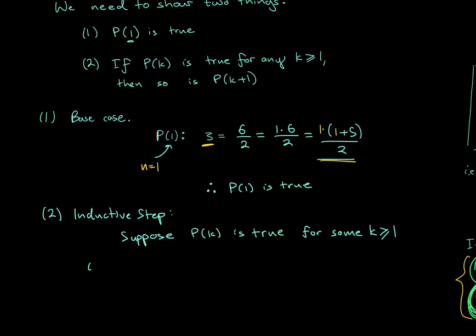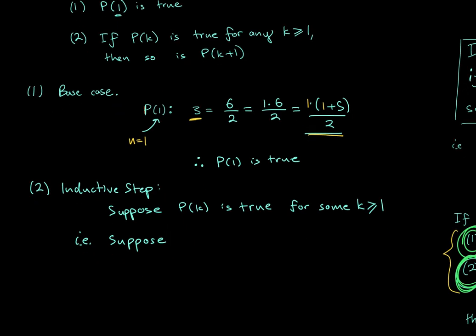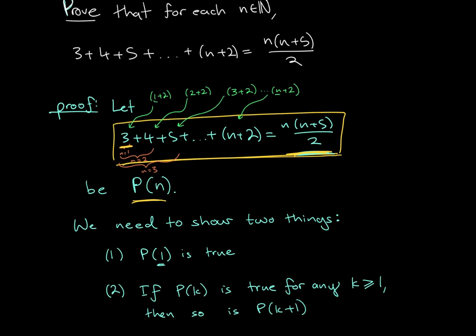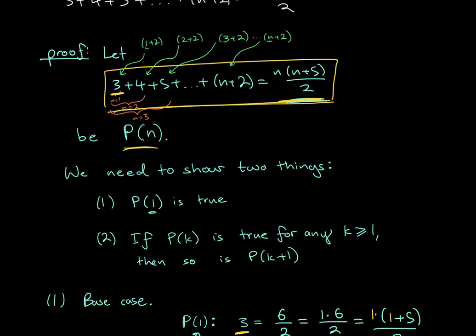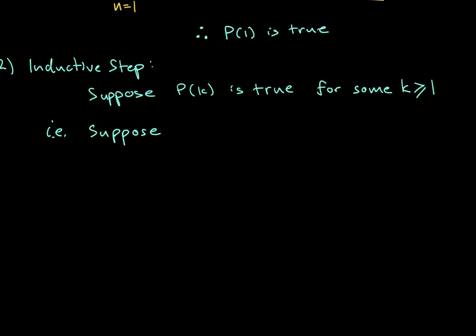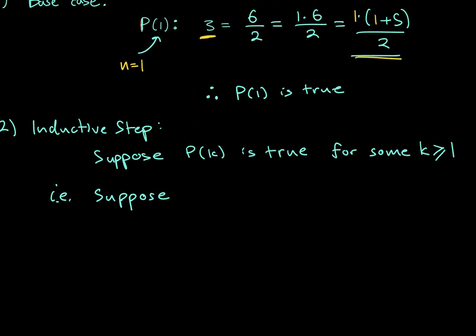In other words, what would P of k being true mean? Let's suppose, so what P of k literally says is me simply replacing n with k in this statement. This yellow box is P of n, so I'm assuming that P of k is true for some k bigger than or equal to 1.